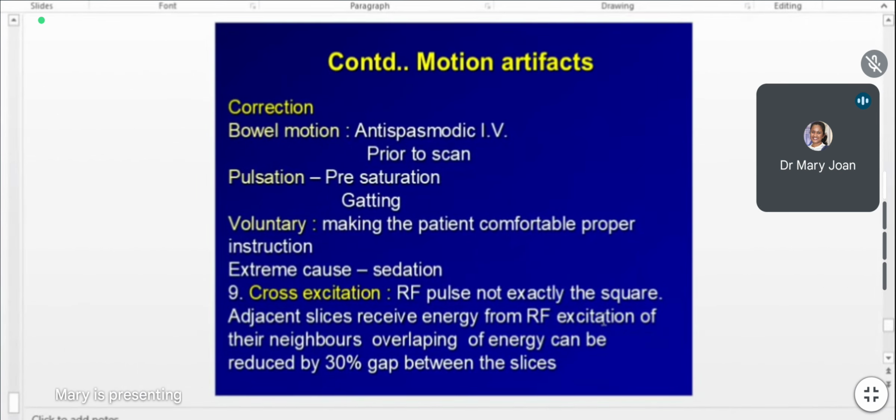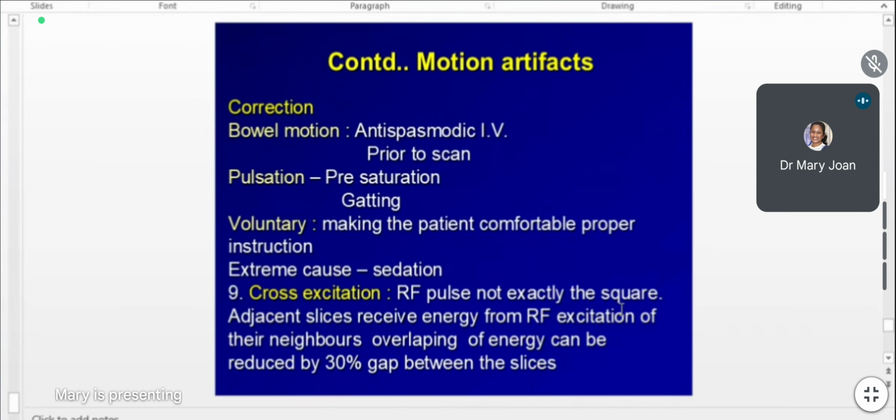Correction for bowel motion is an antispasmodic IV prior to the scan, and for pulsation, pre-saturation and gating. For voluntary motion, make the patient comfortable and give proper instructions. And in extreme cases, like if the patient is mentally disturbed or if it is a child, then sedation can be used.